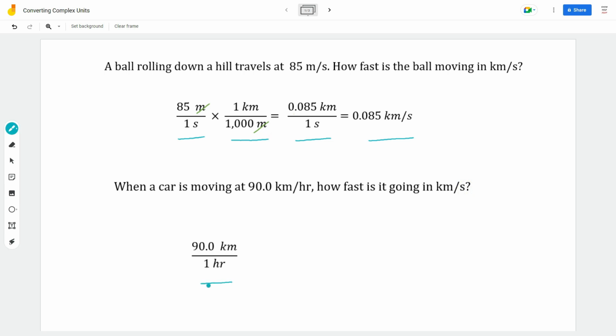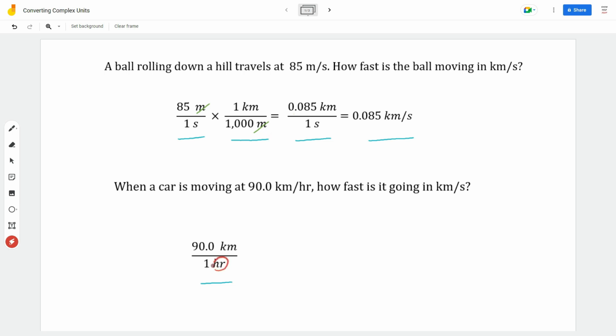Starting with what we're given, 90 kilometers per hour. Again, notice I write it as a fraction and I put it per 1 hour instead of writing it like this because it makes very clear that this unit is in the denominator. Okay, so I need to take this hour to seconds. I'm actually going to do this in 2 steps. You can do it in 1, but I'm going to show it in 2.